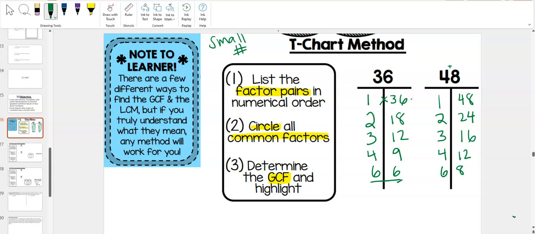8. Oh, I just repeated a number, right? So when I'm going in order, if I come back to a number I already have, so I'm repeating a number, or if you get those doubles, then you know you're done. I'm going to stop right there.